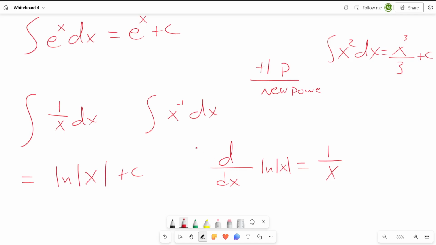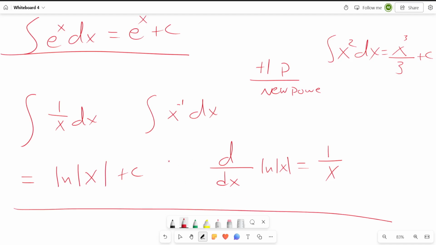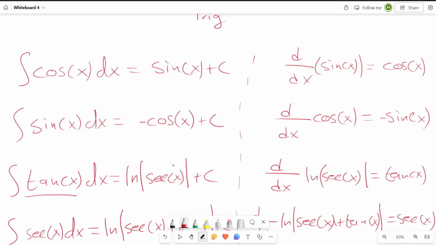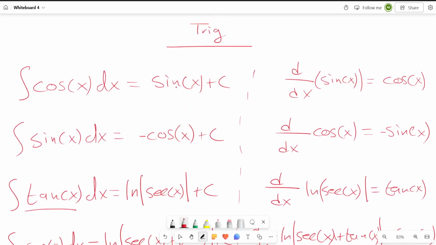So the exponential and this logarithmic integration, in addition to these trig integrations, these are the most common integrations that we're going to encounter, and they are the basic integrations that we need to familiarize ourselves with in order to solve integration problems.